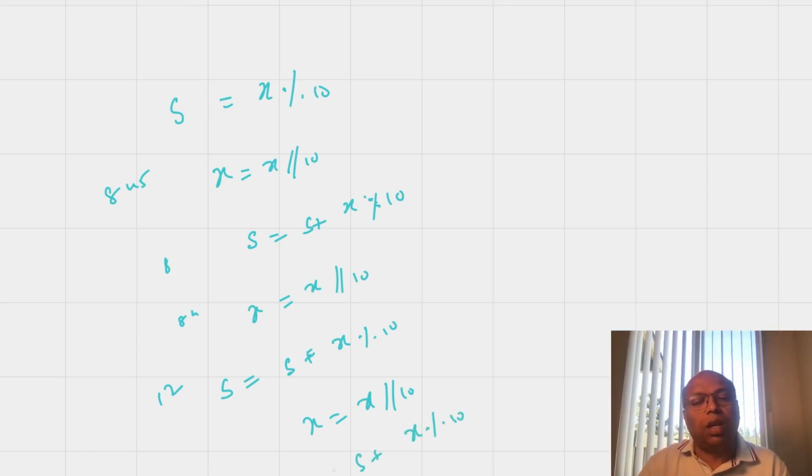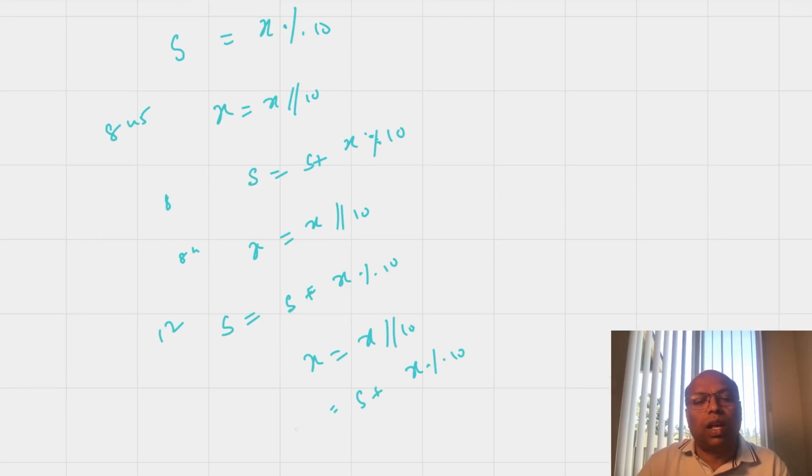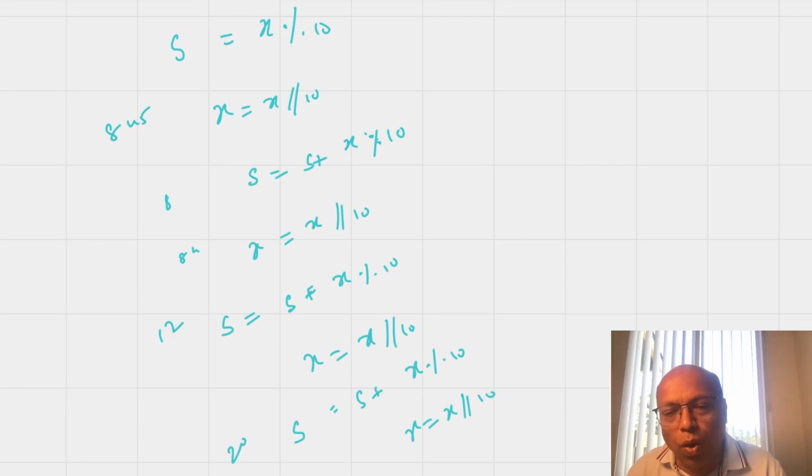8 mod 10 is what? 8, which I store in what? S. Therefore, S became 20. X is equal to X divided by 10. It became 0.